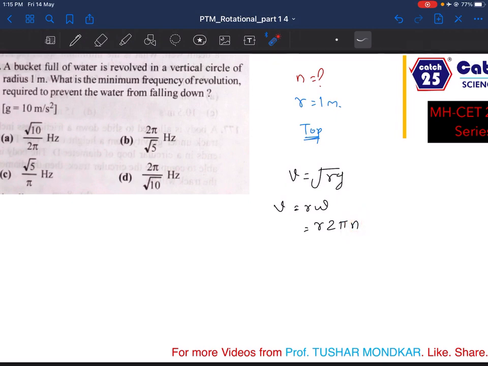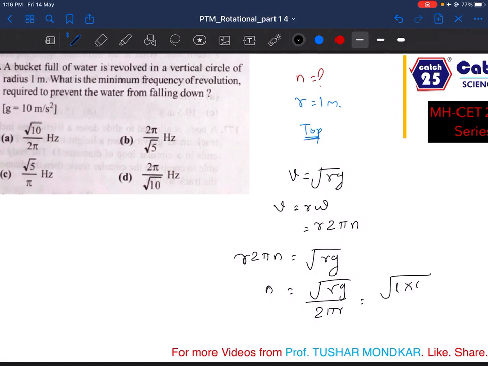So bring it in terms of what we want, then equate these two things. So we get r 2 pi n equals root rg. We could also do square root, or we could solve it as easily as that. So n will be under root of rg upon 2 pi r. Let's put data. So that will be 1 in place of r, 10 in place of g, and 2 into pi into 1 in place of r. So this is root 10 upon 2 pi. So this is the correct answer, that is option A.